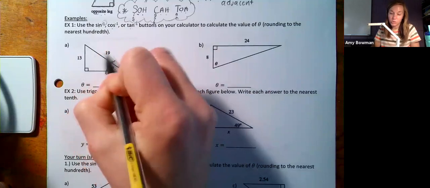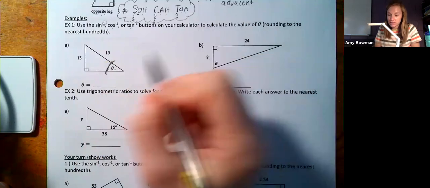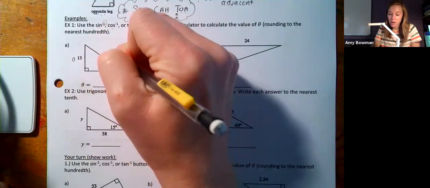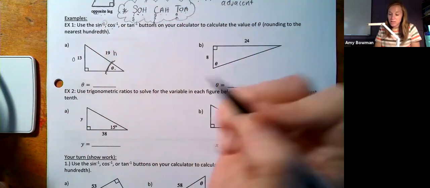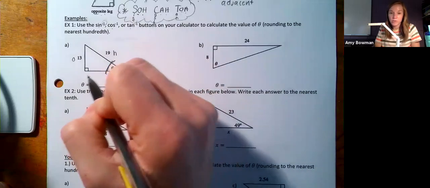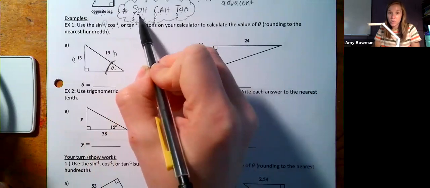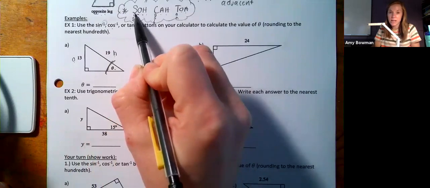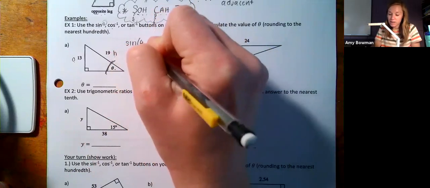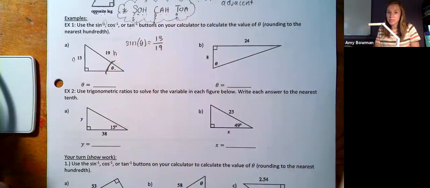I'm given two side lengths of this triangle: the side opposite of 13 and the hypotenuse of 19. So I would go back to SOHCAHTOA and figure out which of those 3 trig ratios relates to the sides opposite and hypotenuse. Where I see this O and H for opposite and hypotenuse indicates I'm going to use the sine function. So the sine of my angle, theta, equals the side opposite, 13, divided by the hypotenuse, 19.